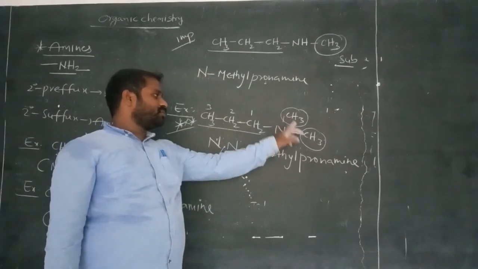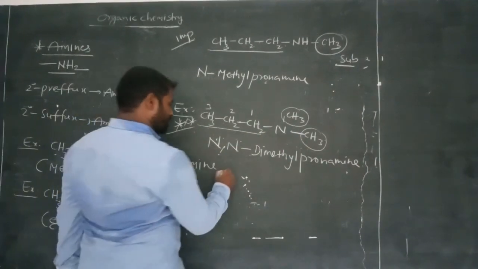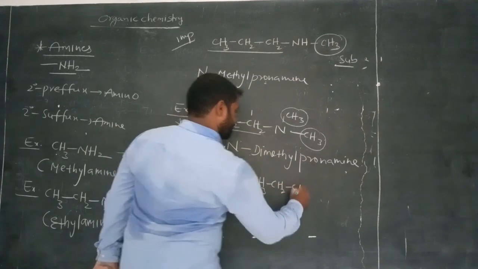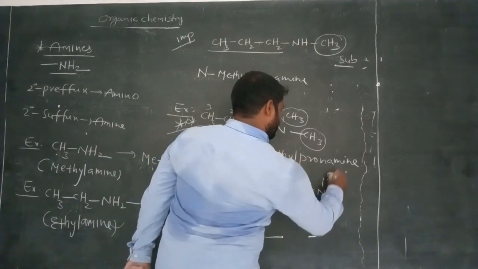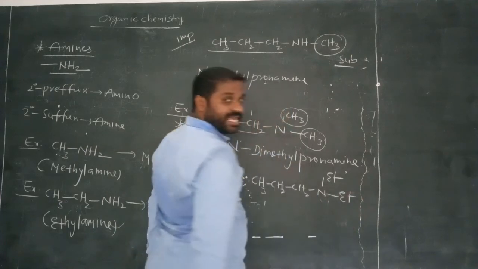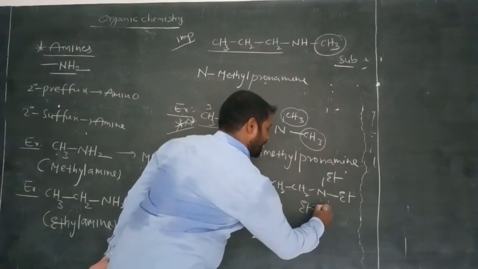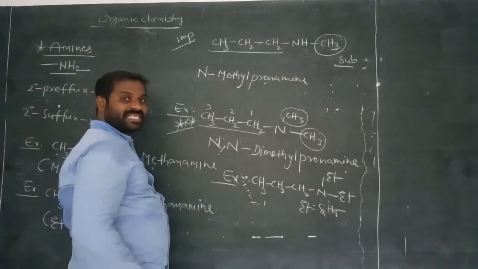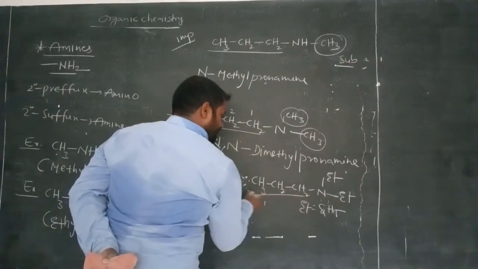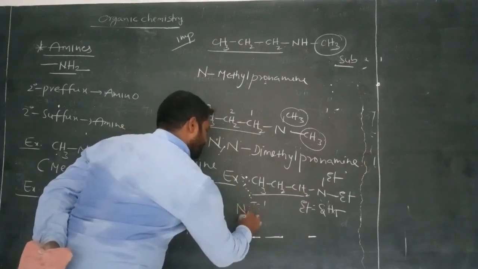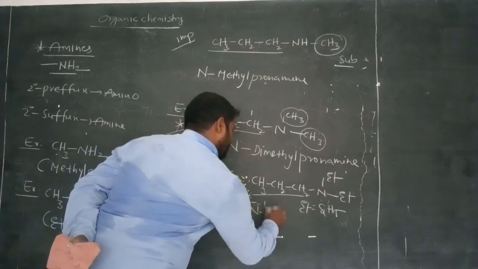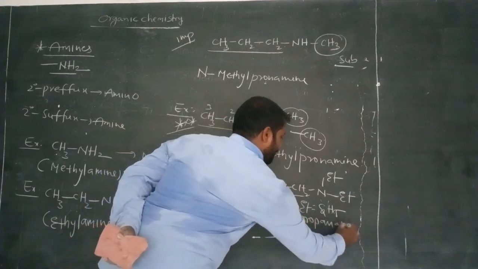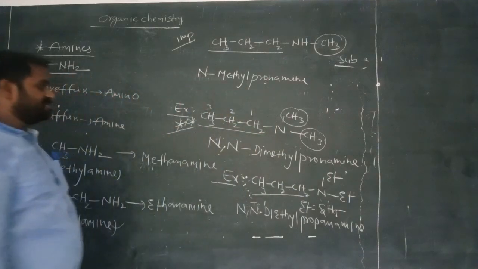So suppose what about this one? Can anybody guess? CH3 and Et bond. Et means, remember this, ethyl. Ethyl means C2H5. Am I right? Two ethyl groups are present. Et means ethyl, Me means methyl. So now this is the main chain. These two are substituents, am I right? So N comma N, diethyl propanamine. Clear? Write this.